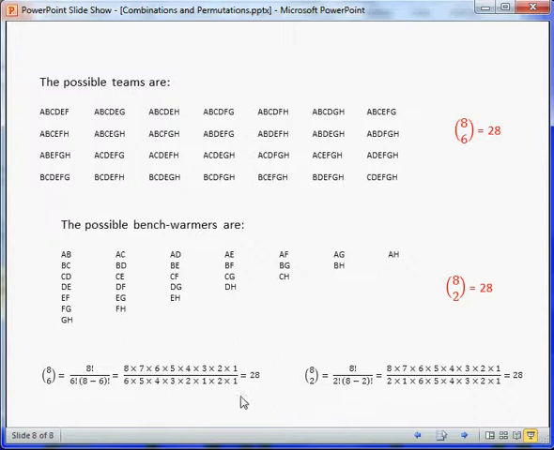Okay, I hope that helped a little bit. That's only the briefest introduction. We're not really doing any proof, just some examples, but I hope that helps you get a grip on permutations and combinations.